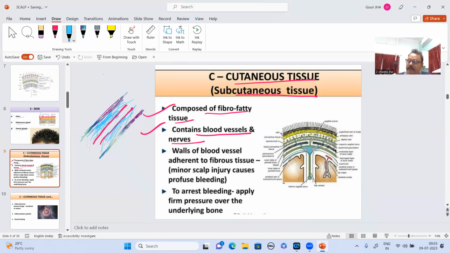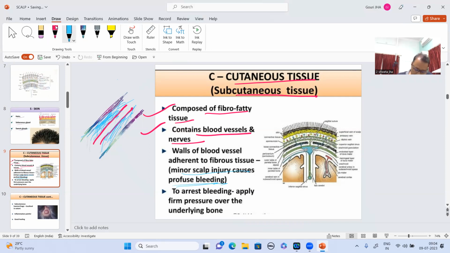vessels to contract whenever there is a sharp blow over the skull. Whenever there is a sharp blow over the skull, the blood vessels do not undergo the normal phenomenon of vasoconstriction because of this adherence of the fibrofatty tissue to the blood vessels, and this is a very important one. And so the minor scalp injury causes profuse bleeding.